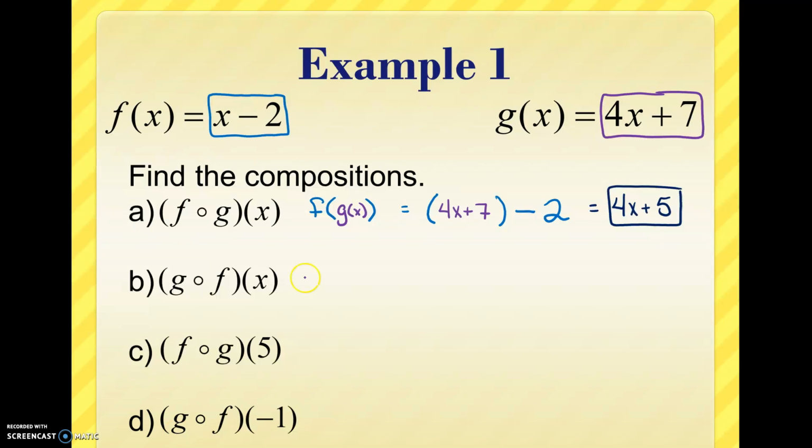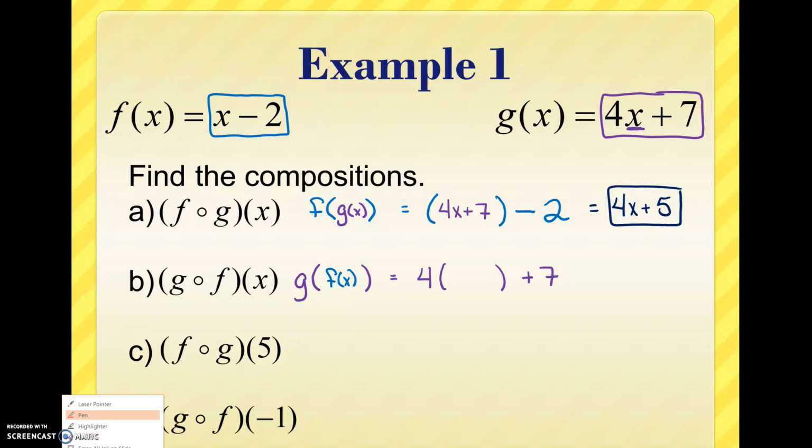Now we're going to do this backwards. We are going to do g of f of x. This time, we're putting the blue one into the purple one. Since you see g written first, I'm going to start with the g function. The g function is 4 times something plus 7. Does everyone see how I basically took a skeleton of that g function? 4 times something plus 7. I took the x out and left a blank in its space. Inside that blank, I am going to put the f function.